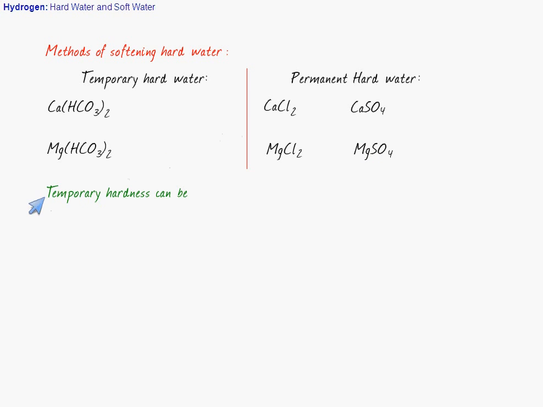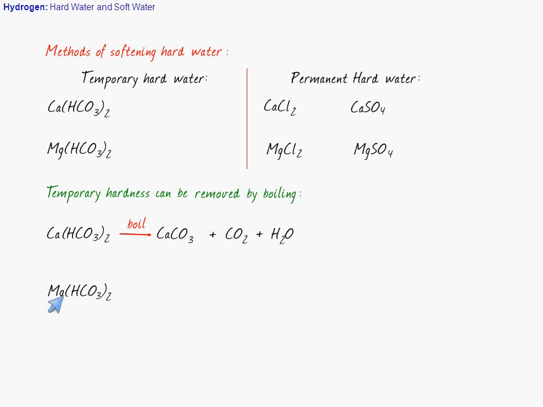Temporary hardness can be removed by boiling the water. Now here we have got say Ca(HCO3)2. This is present in hard water. If hard water is boiled, temporary hardness can be removed. Ca(HCO3)2 will give you calcium carbonate, carbon dioxide and water here. Similarly, magnesium bicarbonate Mg(HCO3)2 will give you MgCO3, carbon dioxide and water.